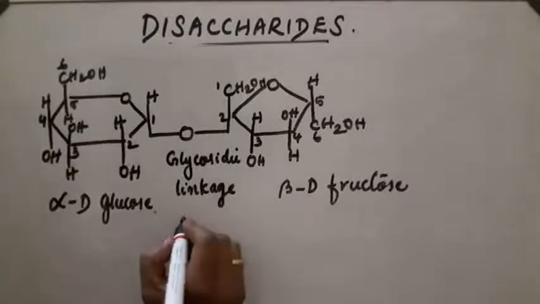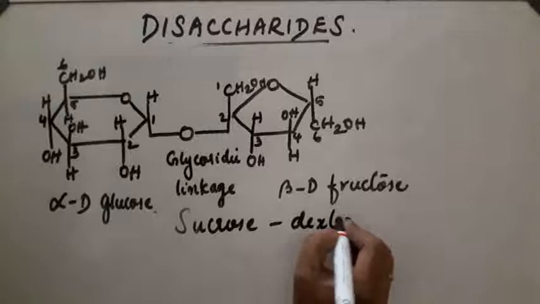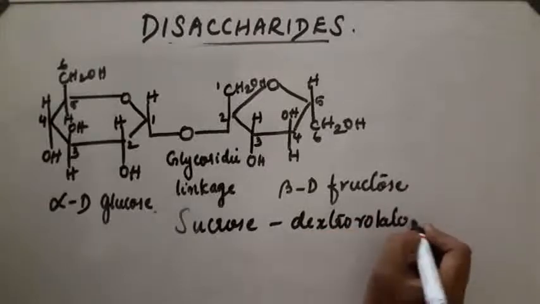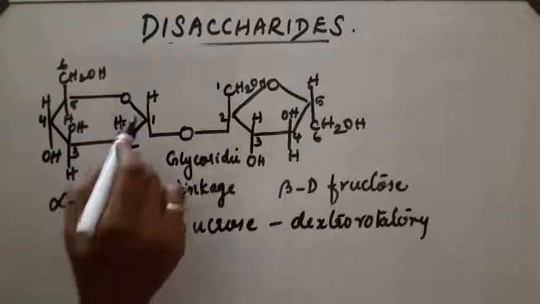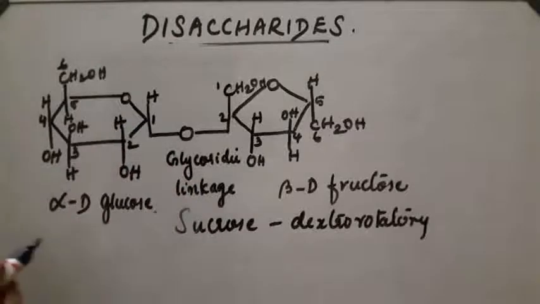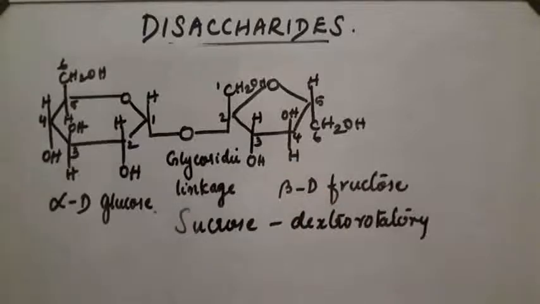This is the structure of sucrose, and sucrose is dextrorotatory. This is the alpha D glucose structure and beta D fructose structure, and there is a glycosidic linkage between the C1 carbon atom of alpha D glucose and the C2 carbon atom of beta D fructose. This is the pyrano structure of alpha D glucose, and this is the furano structure of beta D fructose.